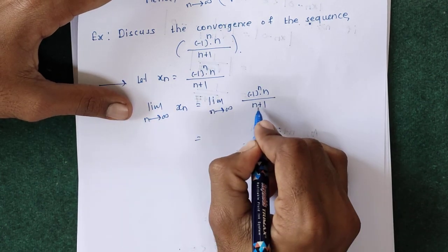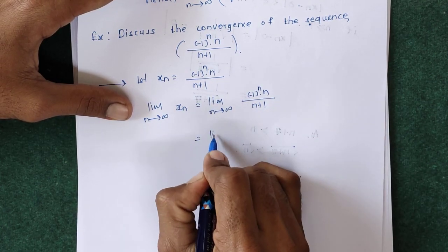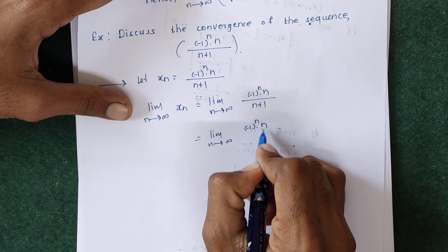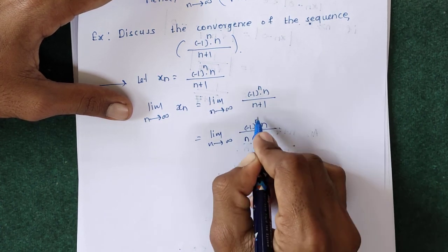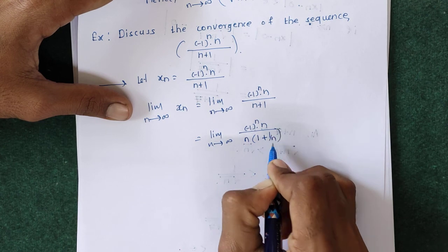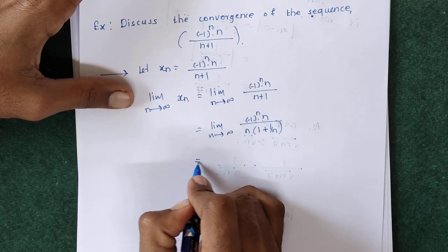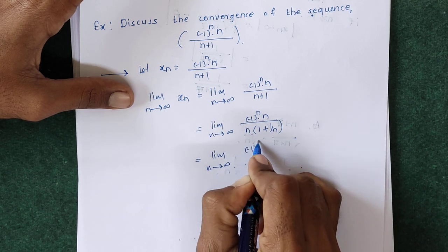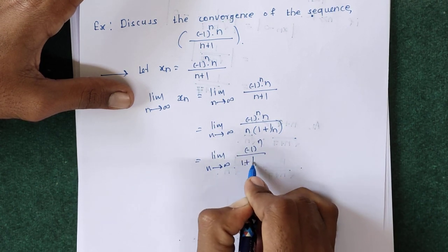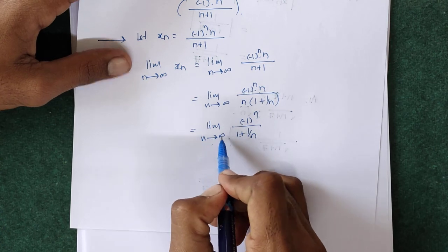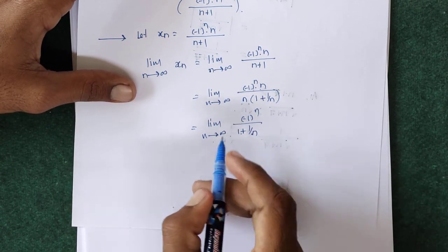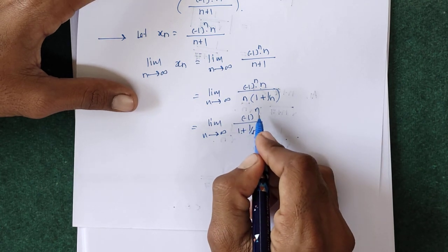Now, if we take n common from the denominator, we can write the limit as n tends to infinity of (-1)^n · n, divided by n times (1 plus 1/n). Here n gets cancelled, and the remaining term is the limit as n tends to infinity of (-1)^n divided by (1 plus 1/n). Now, as n tends to infinity, 1/n is 0, so this becomes just (-1)^n.